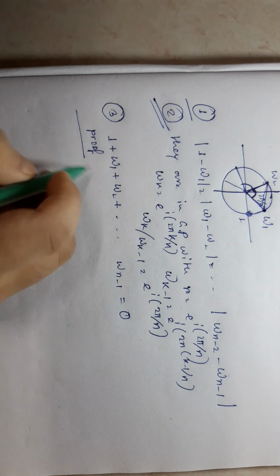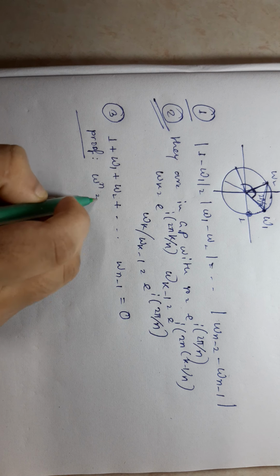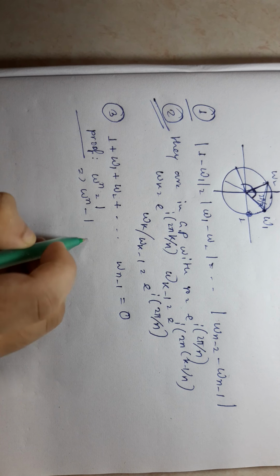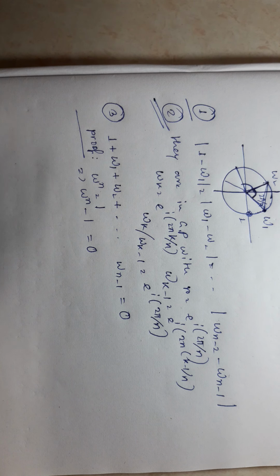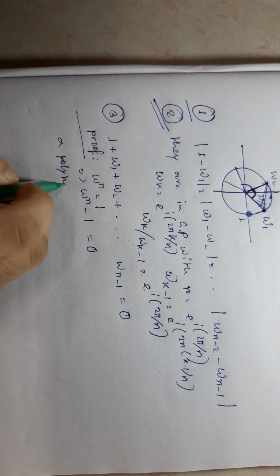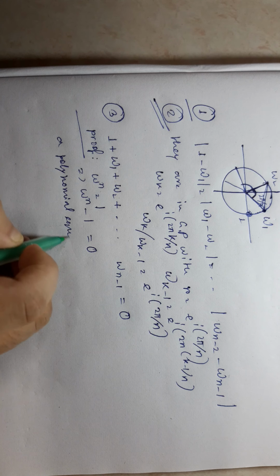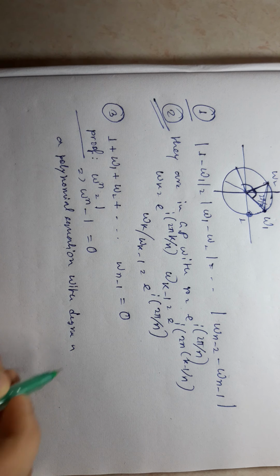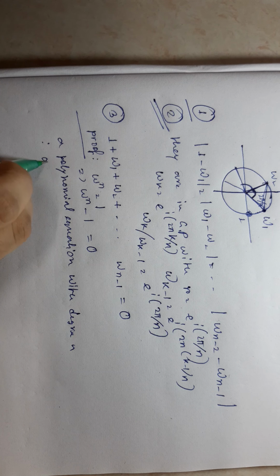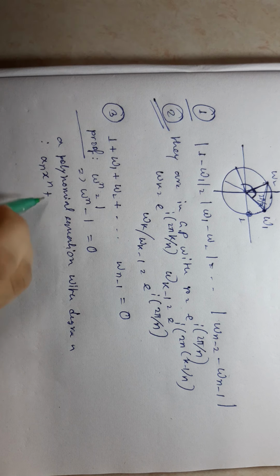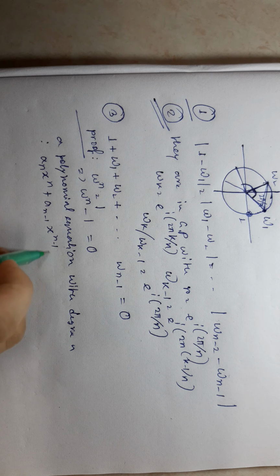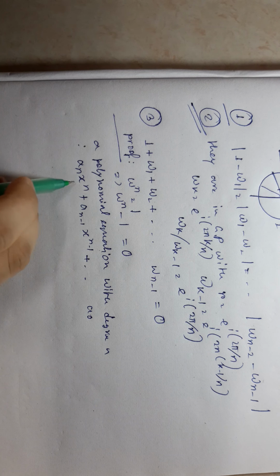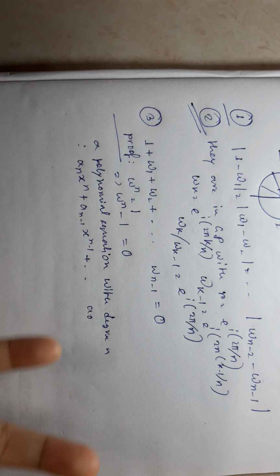The polynomial equation is nothing but omega to the power n equals 1. So we can take 1 to the left, so omega to the power n minus 1 is equal to 0. So a polynomial equation with degree n can be written in the form a n x to the power n plus a n minus 1 x to the power n minus 1, dot dot dot, a naught. Okay, so here also, x is omega, and here omega to the power n equals 1.